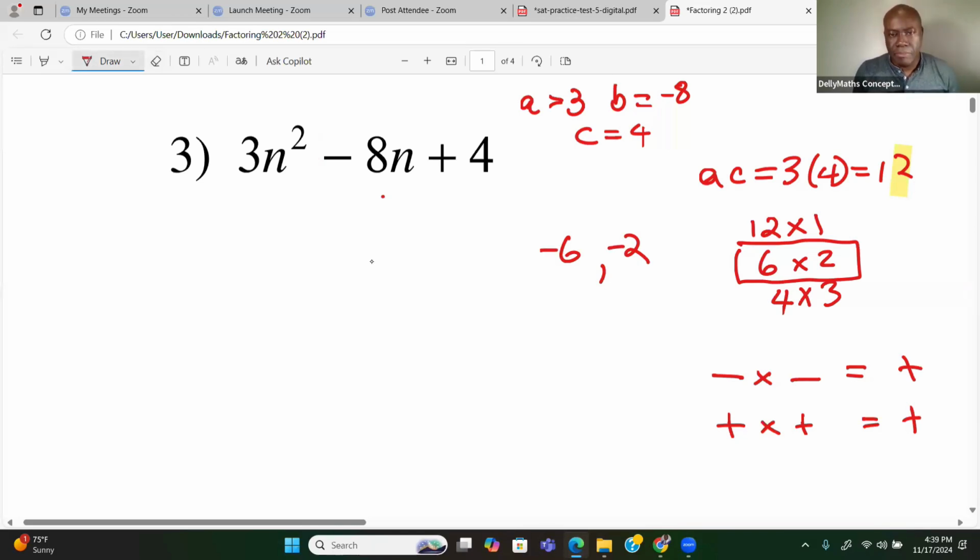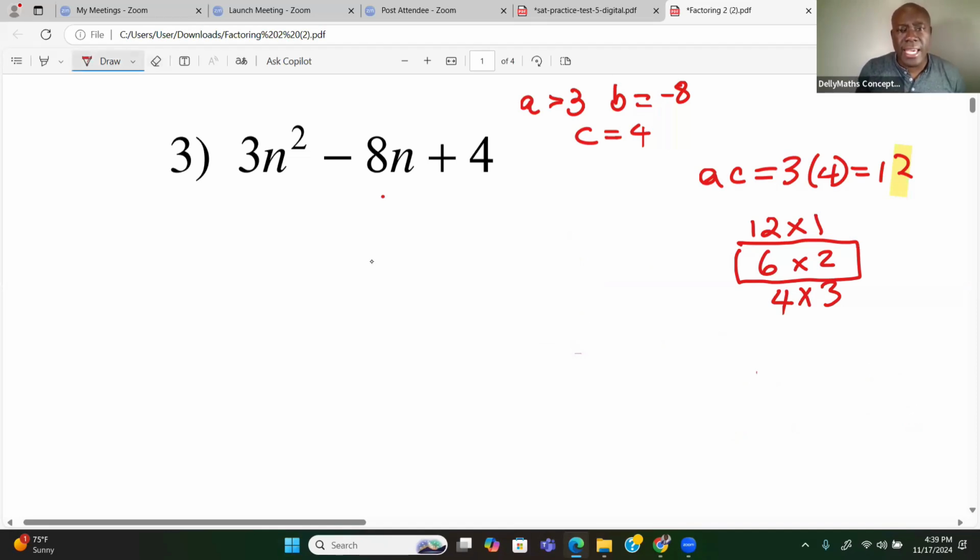Let us do a check. These numbers will multiply to give you back AC. Negative 6 times negative 2 is positive 12, and that was my AC. Also, these two numbers will be able to be added to give us our B value. Negative 6 plus negative 2 is negative 8. Now that we see that we have satisfied both conditions, let us now put them in.